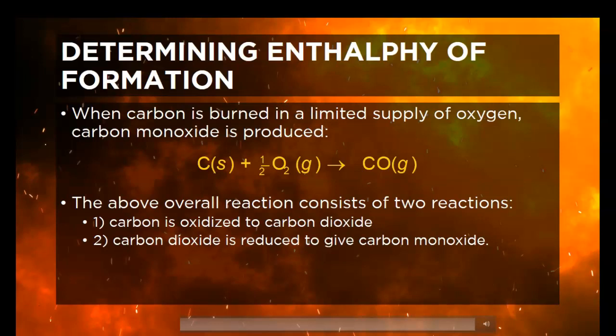I do have one more equation, or actually two more examples we're going to look at here. When carbon is burned in a limited supply of oxygen, we have carbon monoxide being produced. There's actually two steps here. Carbon will form carbon dioxide first, and then it will be reduced to give carbon monoxide.